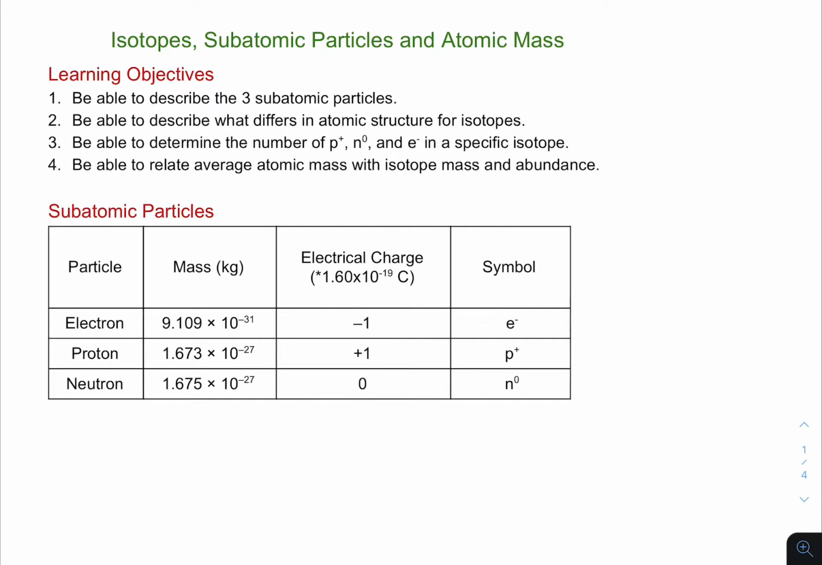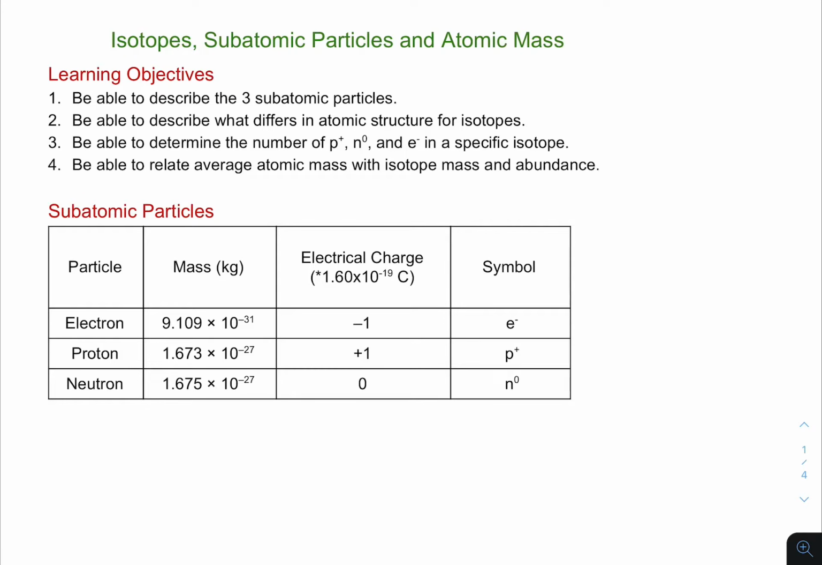information together. So we have a few learning objectives for this video. We want to be able to describe subatomic particles, describe the difference between those subatomic particles for isotopes, be able to determine the number of protons, neutrons, and electrons in a specific isotope, and as well be able to relate the average atomic mass to the relative abundance and the masses of specific isotopes. So that's our focus for this video and being able to identify those things.